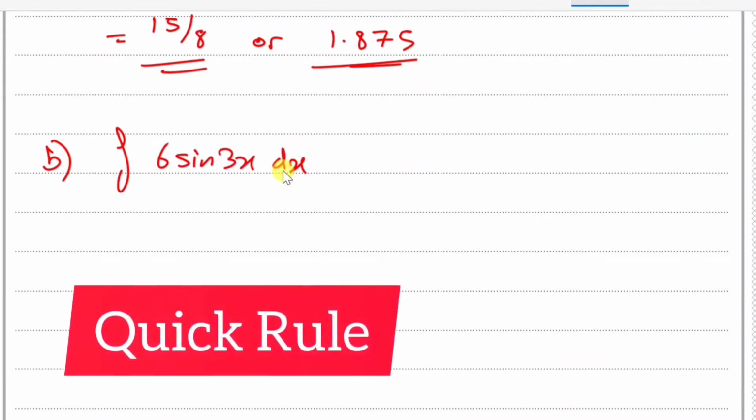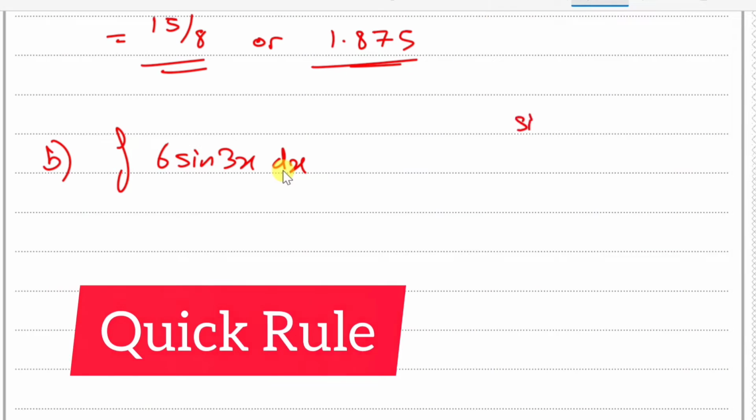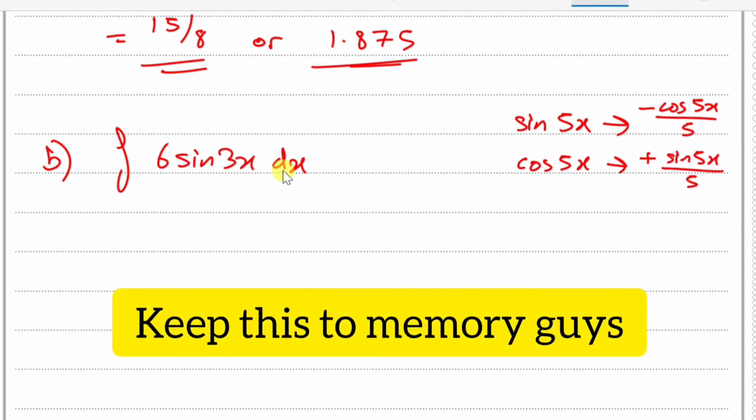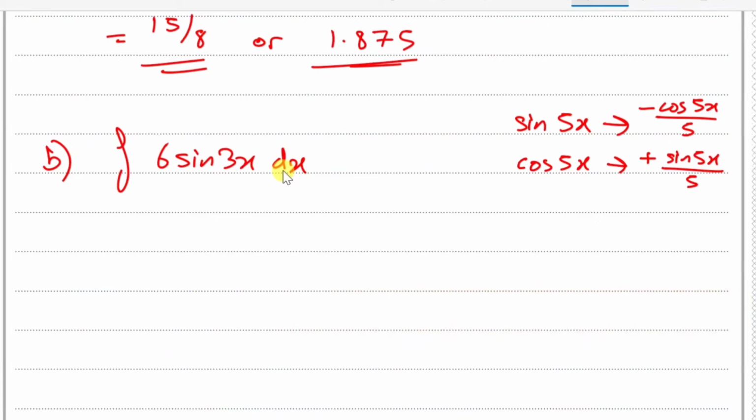Now, quick rule here. Every time you integrate sine or cos, so let's say sine 5x or cos 5x, integrating sine 5x will always give you cos 5x, and you divide it by the inside, which is 5. And because you're integrating sine, it becomes a negative. If you integrate cos, you get the same thing but a positive, and it'll be sine 5x over the inside 5. So that's the interchangeability rule, guys. Always remember that.